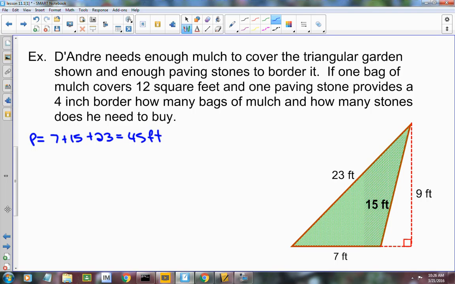Okay, so what am I going to have to do to figure out how many paving stones I need? Okay, now be careful because it's 45 feet. The paving stones are 4 inches. I need to transfer it into inches. How do I go from 45 feet to inches? Times 12. So I got to do 45 times 12, which is 540. And then what am I going to do to figure out how many paving stones I need? Then I'm going to divide by 4. And I need 135 stones.